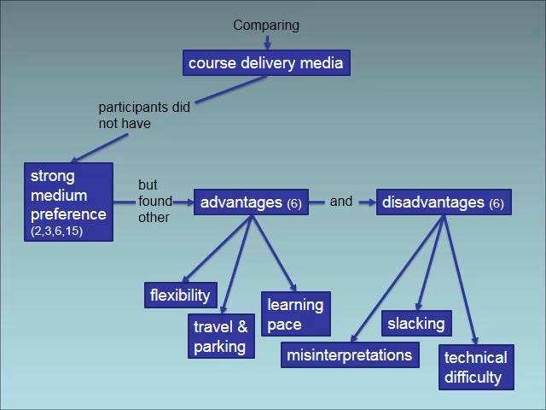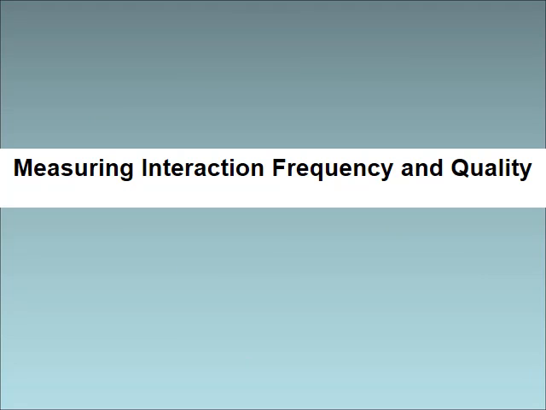Jin found advantages included flexibility, 94%, reduced time and money for travel and parking, 56%, and the ability to control the pace of the learning, 50%. Disadvantages included misinterpretations, 50%, easy to slack, 39%, and technical problem frustrations, 33%. Measuring interaction frequency and quality.